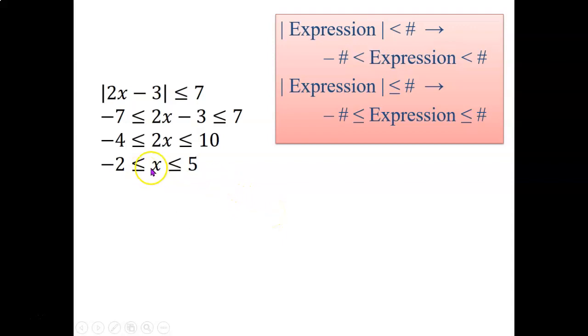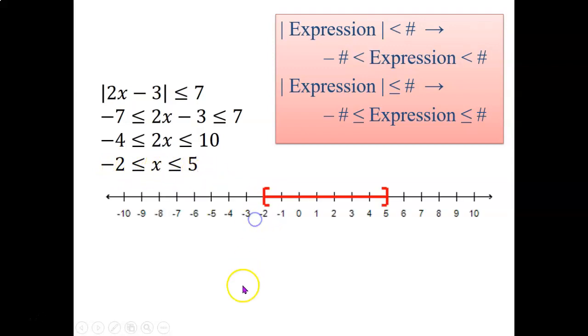So we ended up with x being between negative 2 and 5. Negative 2 is less than or equal to x is less than or equal to 5. Here are the numbers on the number line that fit that description. These are the numbers that are between negative 2 and 5, including negative 2 and including 5. And in interval notation, this would be the interval from negative 2 to 5.